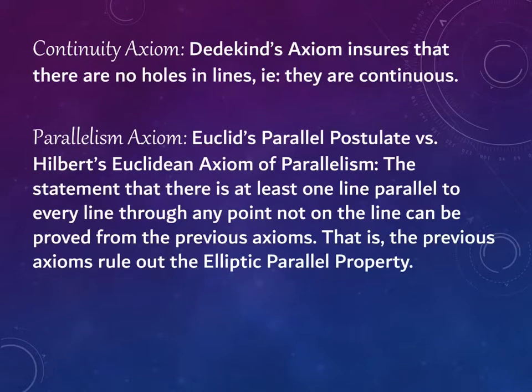He wanted his postulate to be a proposition. He wanted it to be provable. He wanted to be able to take his previous four axioms and prove it, not just have to assume that it was true. And if you could do that, it would in fact rule out the elliptic parallel property that we have talked about as well when we've looked at projective planes.